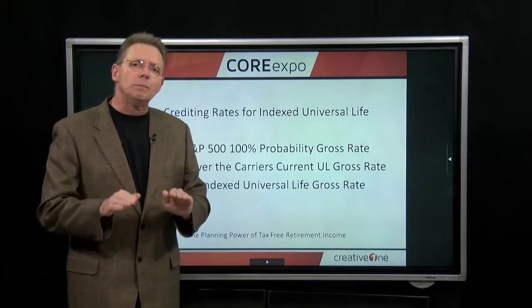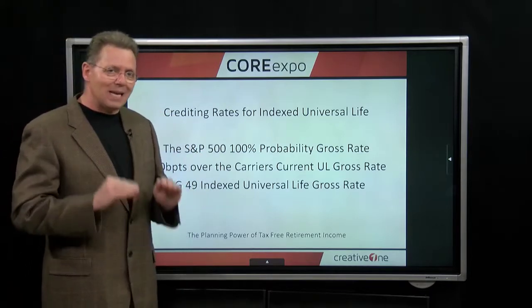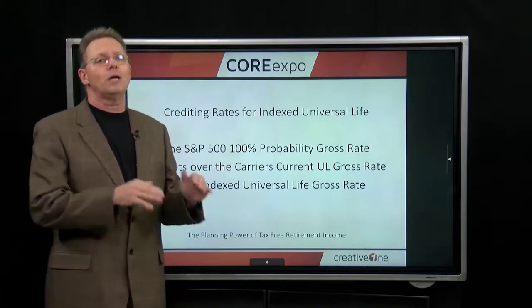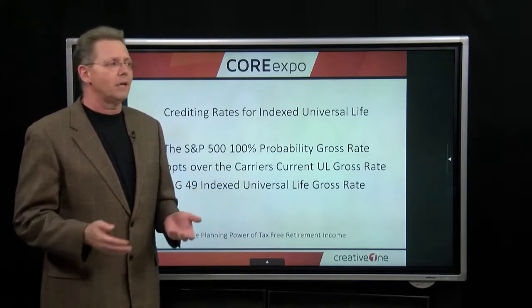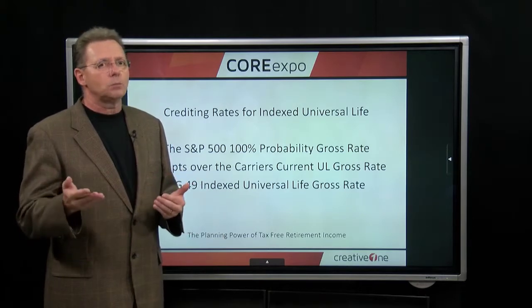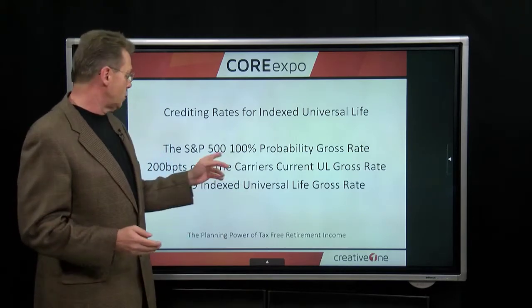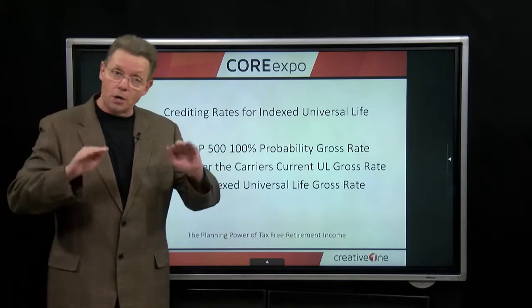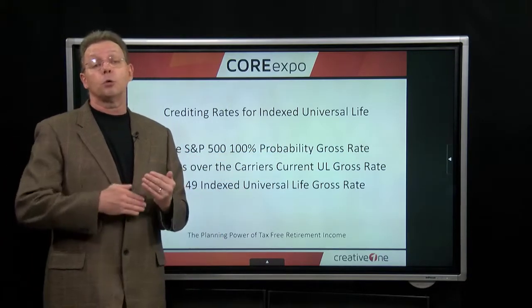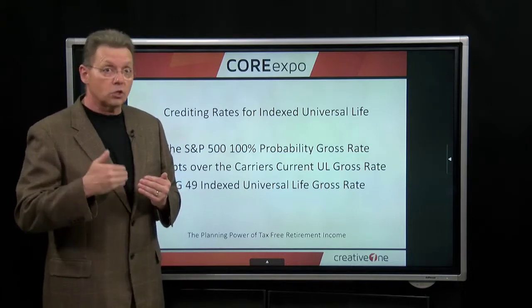But indexing was designed to perform at 200 basis points over the carrier's UL crediting rate. So if the UL crediting rate's at 3.5, 4, he's really only going to be at another 200 basis points. So I like to show the illustration at the S&P 500, there's the 100%. Then I like to show what the carrier's number would be, 200 basis points over their current interest crediting rate.